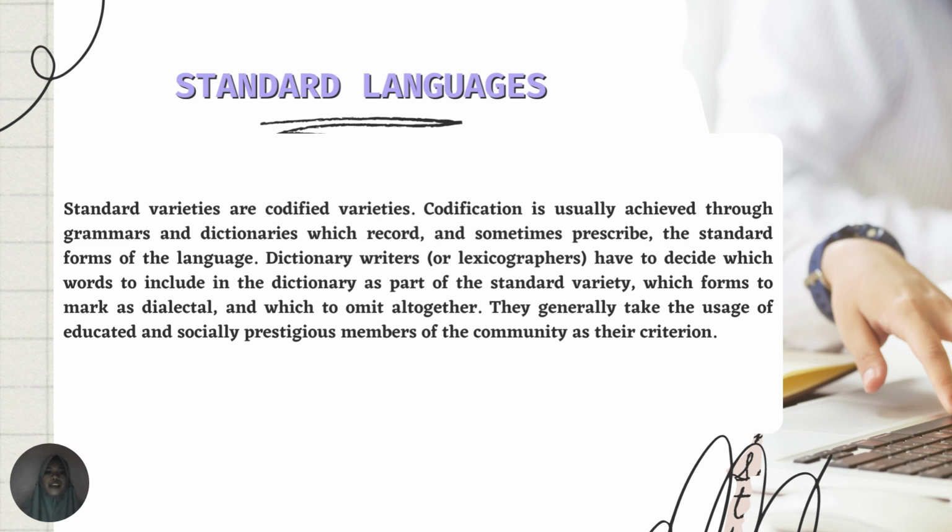Lexicographers have to decide which words to include in the dictionary as part of the standard variety, which forms to mark as dialectal and which to omit altogether. They generally take the usage of educated and socially prestigious members of the community as their criterion.